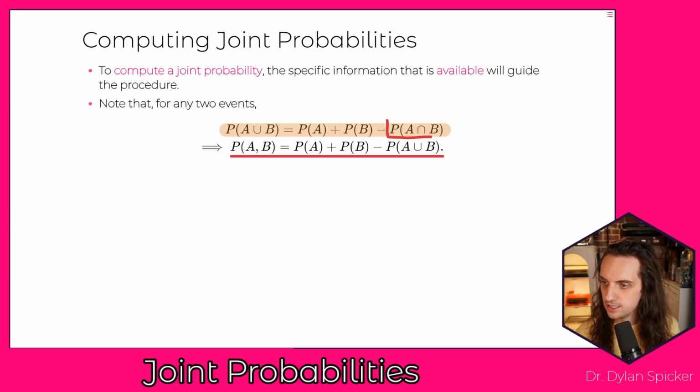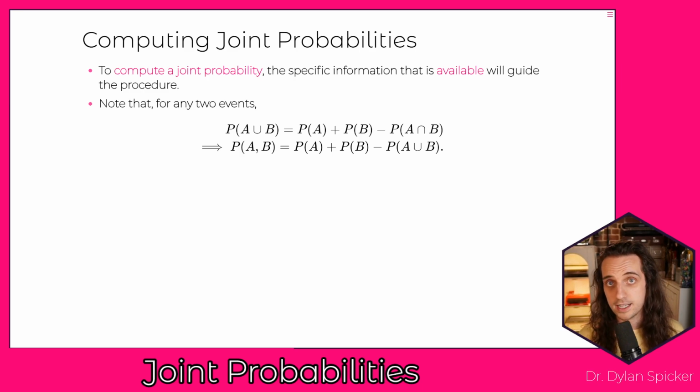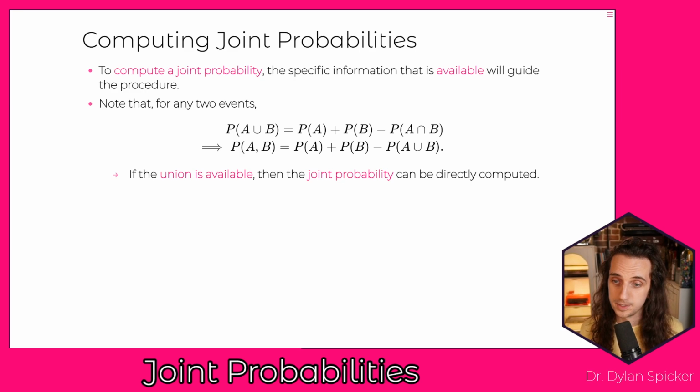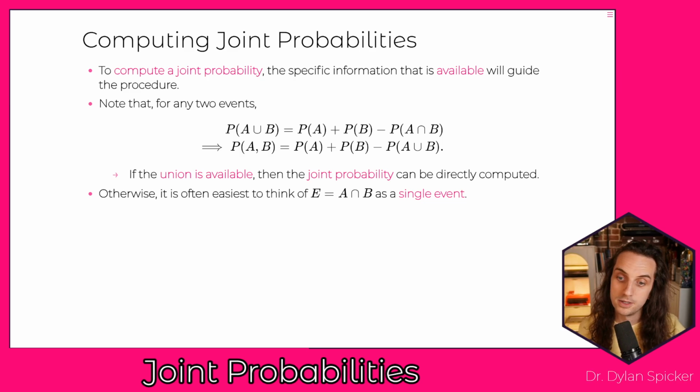Because the intersection here, that's just our joint probability. And so we can bring that over to the other side. We swap it with the union, and we get this expression here. And so if you're given marginal probabilities of A and B, as well as the probability of the union of A and B, then that allows us to calculate the joint probability. So if the union's available, then the joint probability can be directly computed.